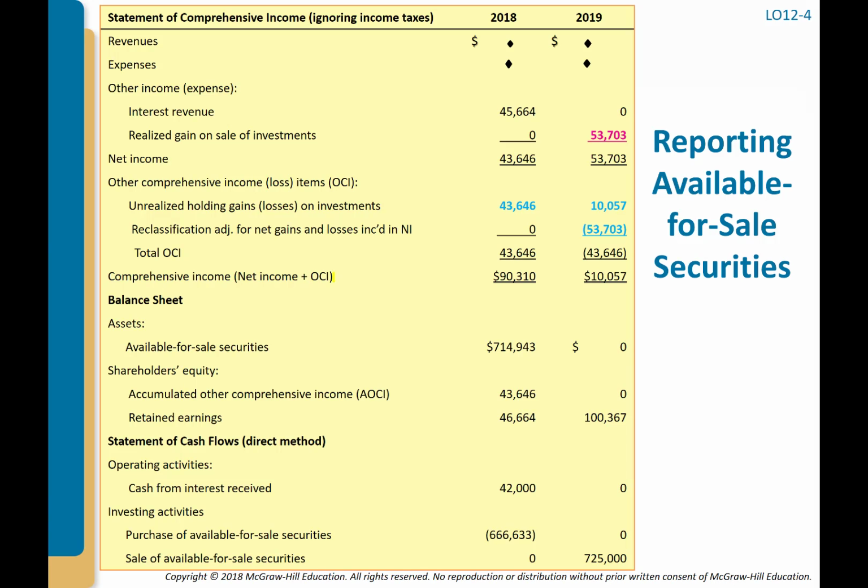You have that option. Here they're using the one statement approach. There's my net income. And then I start bringing in these other comprehensive income items, which was the increase in the value of my available for sale securities for the period, right? And that gave me comprehensive income.